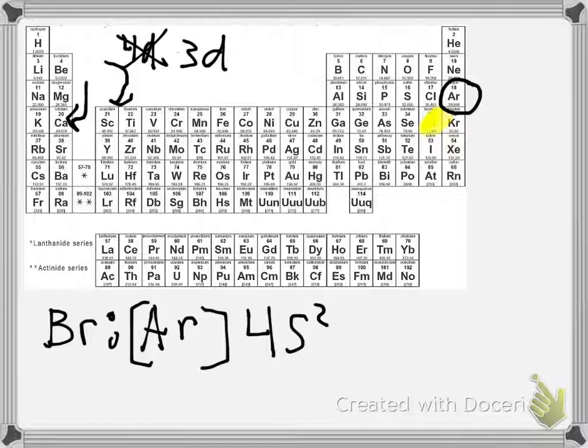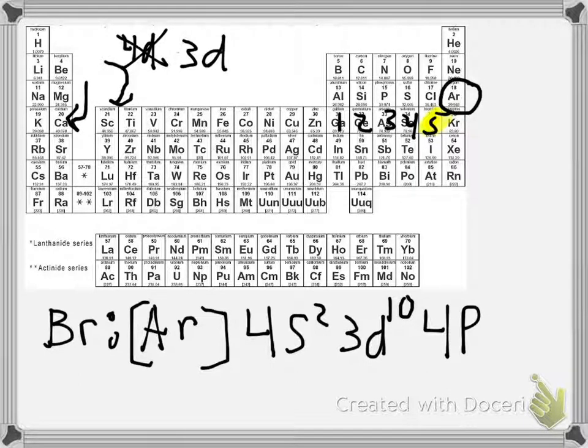So you have 4s2, then we're going to have 3d10, and there's 10 of these. And then we're going to move back to the 4, since we're in the p block. 4p, and we go 1, 2, 3, 4, 5, 4p5. And that's really all there is to it.